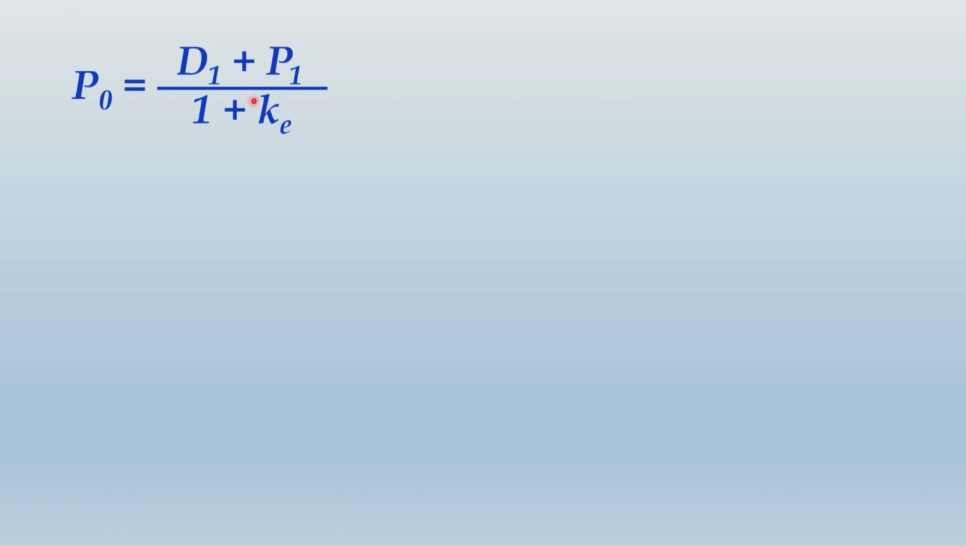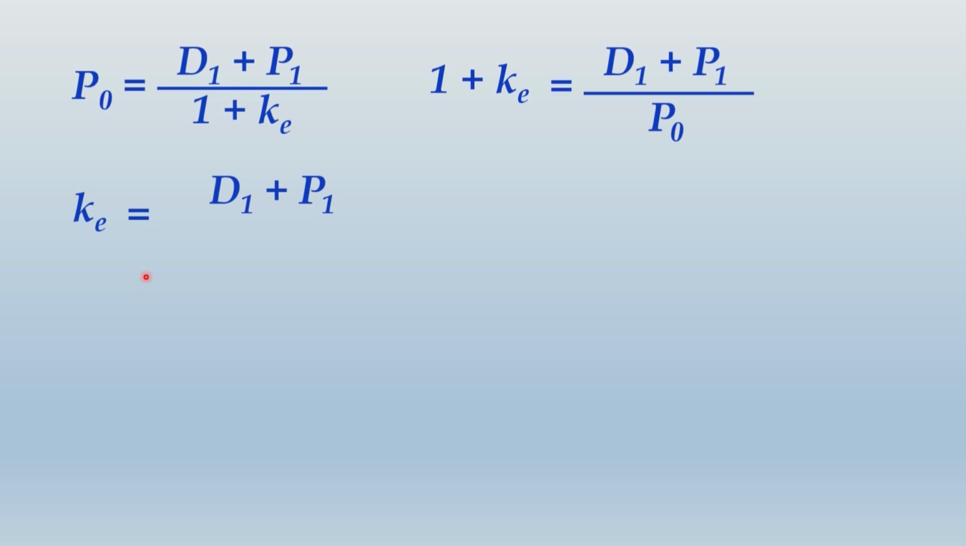So what we just do is we cross multiply, we take 1 plus KE to the left hand side, and in the right hand side we would find D1 plus P1 as it is, but divided by P0. So P0 coming this side over here. So 1 plus KE is D1 plus P1 upon P0. So if you would want to determine KE, simply what you would do is KE equals D1 plus P1 upon P0, and from this whole thing subtract 1. So 1 from here goes again back to the right hand side and becomes minus 1.